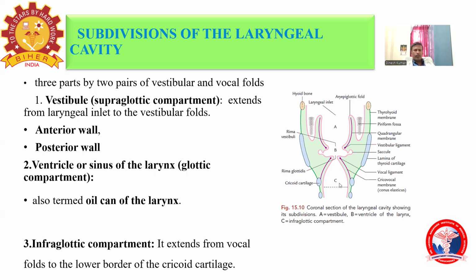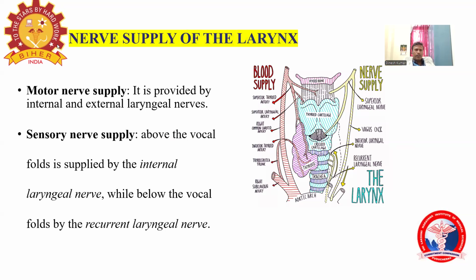Next is the infraglottic compartment. It extends from the vocal fold to the lower border of the cricoid cartilage. Next, we come to the nerve supply of the larynx, the motor supply and the sensory supply.